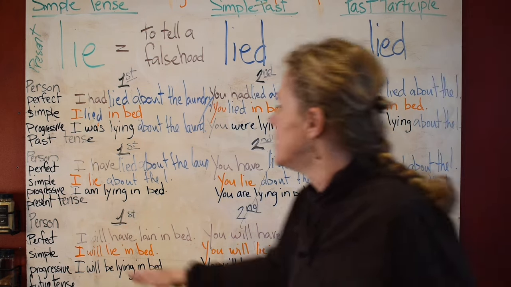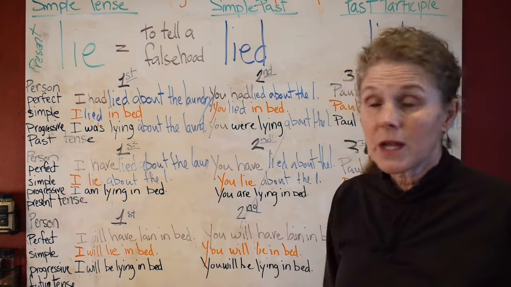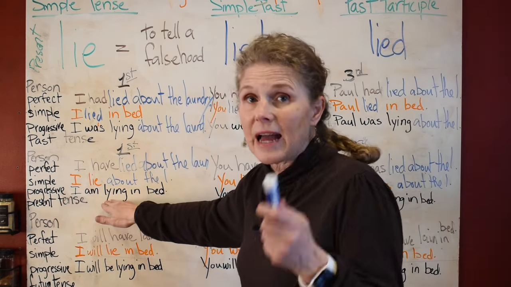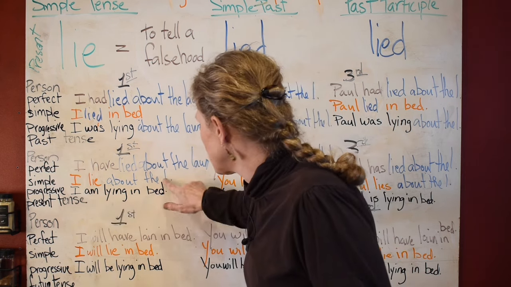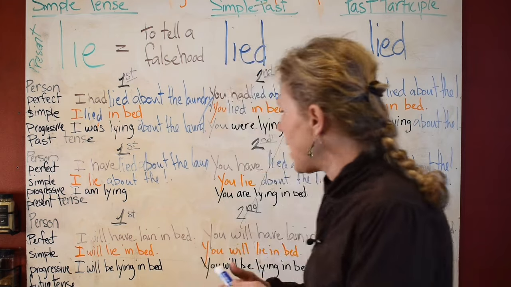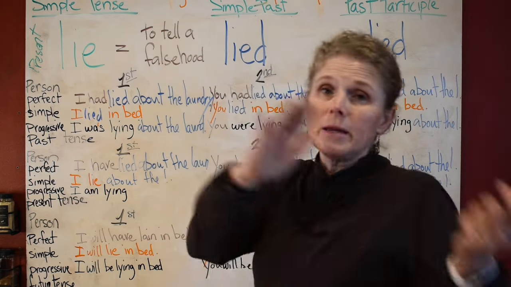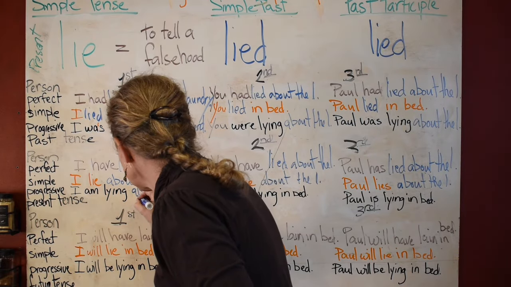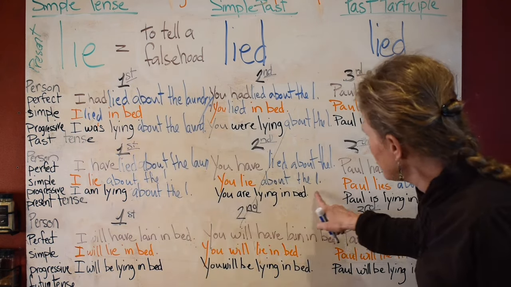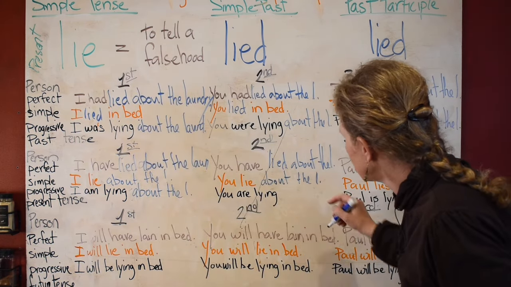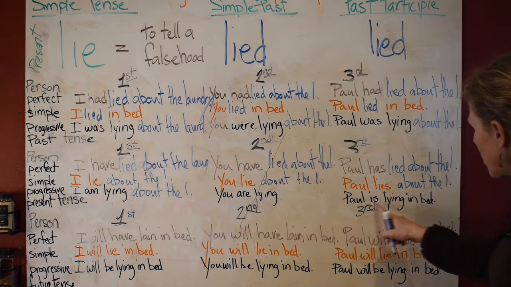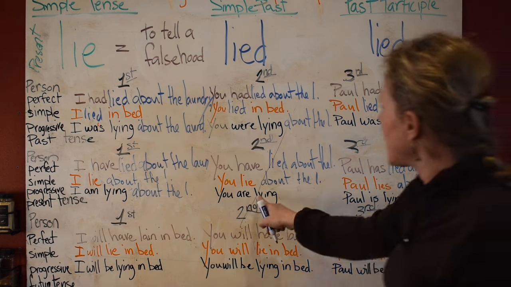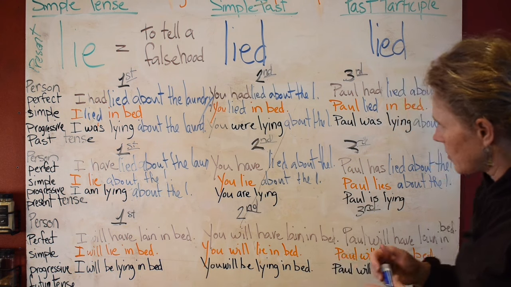Now look at this. Look at the present tense. I am lying in bed. Well, this is the exact same spelling, so you better make sure: are you telling a lie in bed, or are you lying in bed? Most likely you are lying down in bed. So you need to make sure it is understandable. So you are lying about the laundry. Paul is lying about the laundry. Okay? So same exact spelling for this right here.